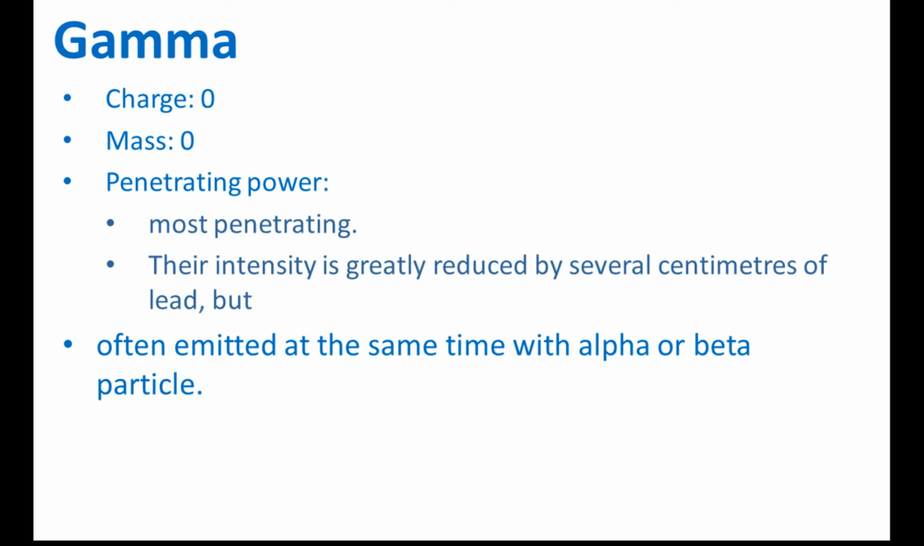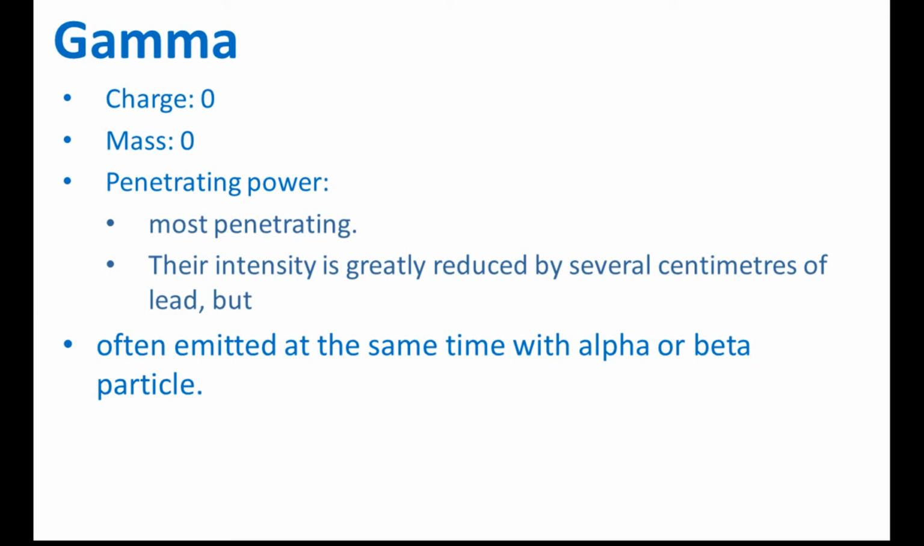This gamma is often emitted at the same time as alpha and beta particles. So a radioactive source can emit more than one type of radiation. When a nucleus experiences a decay, it can emit more than one type of radiation. Sometimes it's alpha and gamma, sometimes it's beta and gamma.